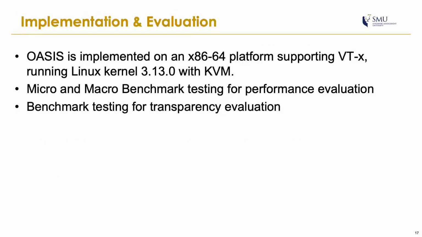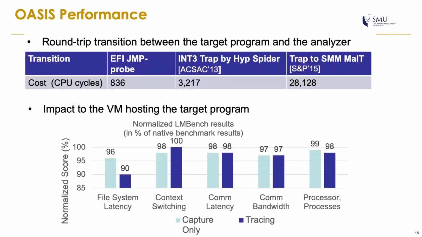We implement an Oasis prototype on an x64 platform running Linux kernel 3.13. We also run some micro and macro benchmark testing to evaluate the performance, and some benchmark testing to evaluate the transparency. We compare the round-trip transition time between the analyzer and the target with SPIDER, which traps the target into the hypervisor, and MODE, which traps the target into SMM mode. The EFI jump probe is 3 times faster than SPIDER and 32 times faster than MODE.